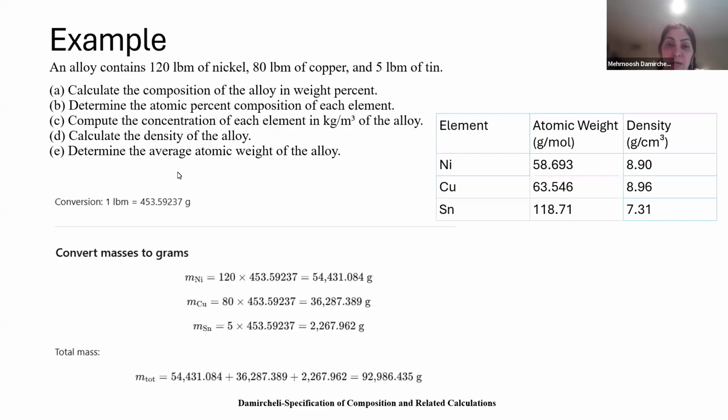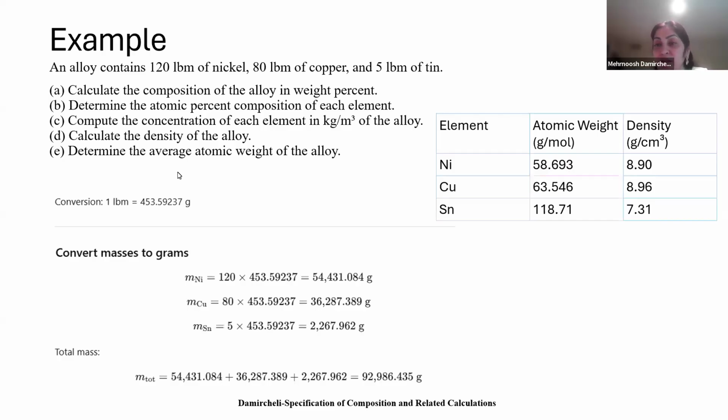Or kilogram per meter cube for the alloy that I told you is used for diffusion for calculating J. So we are looking for C prime. At D, calculate the density or average density of the alloy. No need to say that when we say the density of the alloy, it is the average or mix of that. So we should calculate average density. And D, determine the average atomic weight of this alloy.